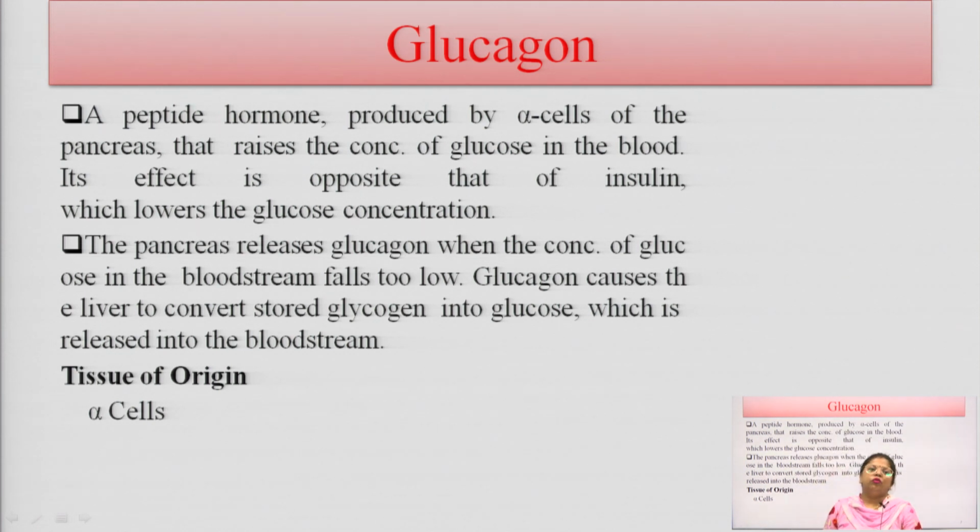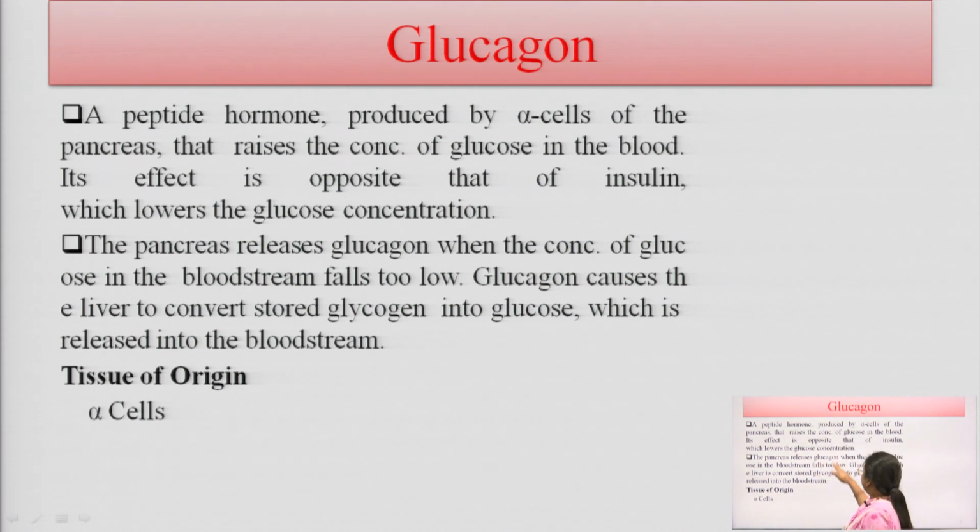And what is glucagon? Glucagon is also a peptide hormone, which is synthesized or produced by the alpha cells of the pancreas, and it is helpful for increasing the blood glucose level. Its effect is just opposite to insulin. So, they work opposite to each other. Insulin reduces the blood sugar level, and glucagon increases the blood sugar level.